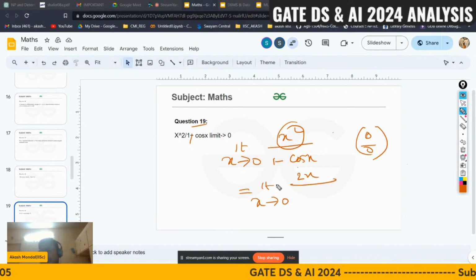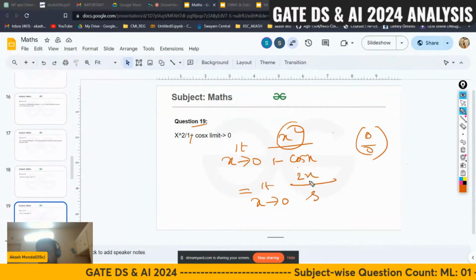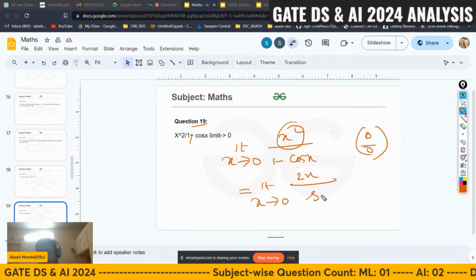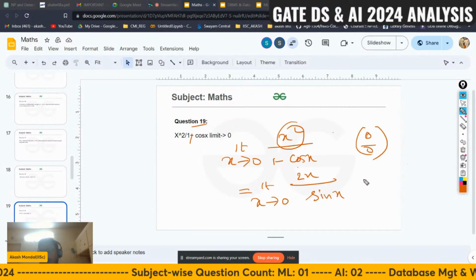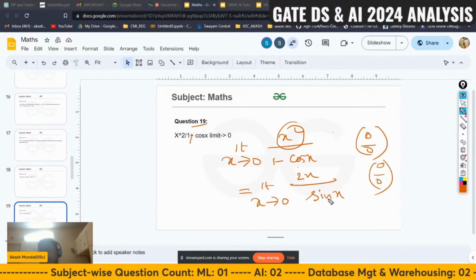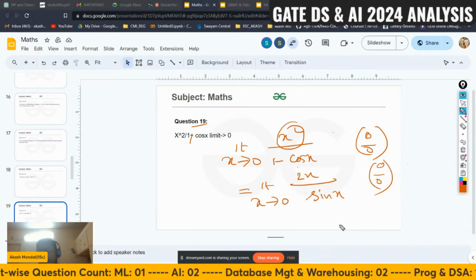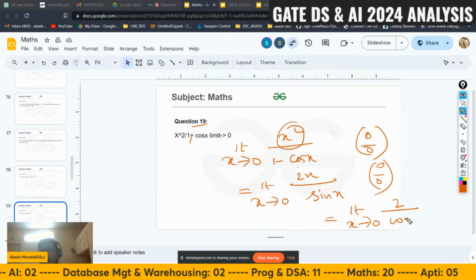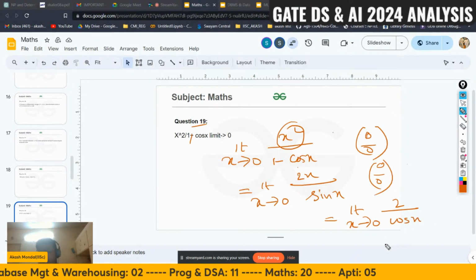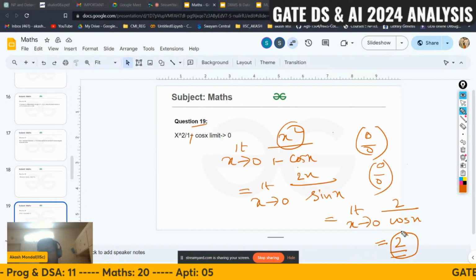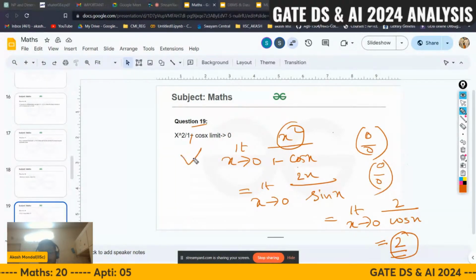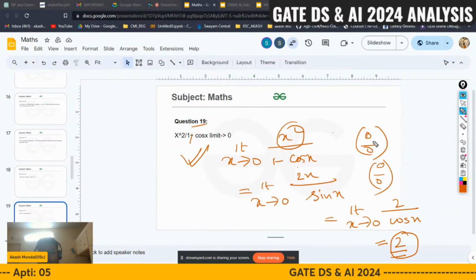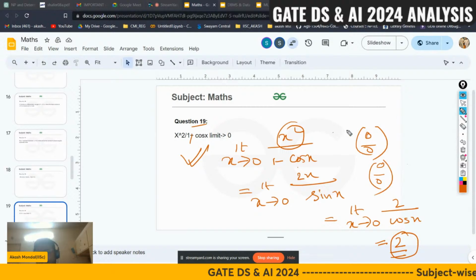Differentiate this quantity, which is 2x. Now differentiate this quantity. Differentiation of cosine x is minus sine x, so it's going to be sine x, right? Now again, this is 0 by 0 form because sine 0 is 0 and at x equals to 0, 2x is 0. Now again, you can differentiate. So you'll get 2 by cosine x, and now it is not 0 by 0 form. Cosine 0 is 1, so it is 2. The answer to this question is 2 because cos 0 is 1. Right? This is again a simple problem, just a simple application of L'Hopital's rule. So the answer to this question is 2.